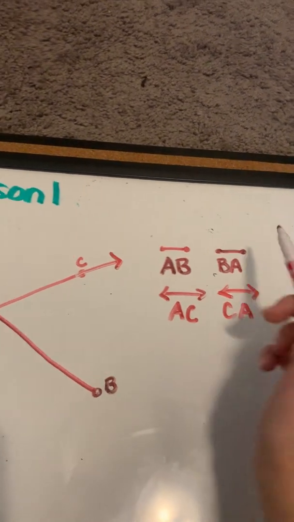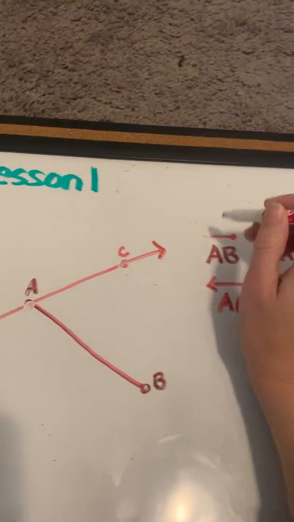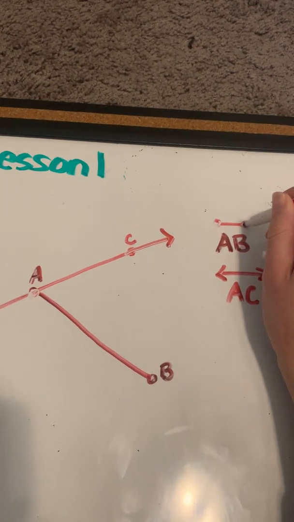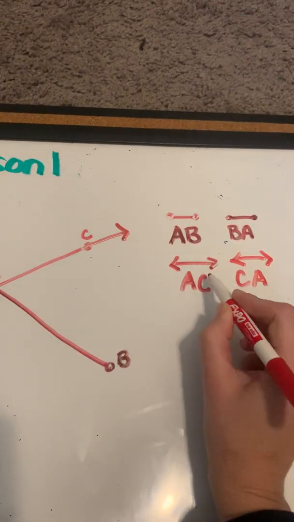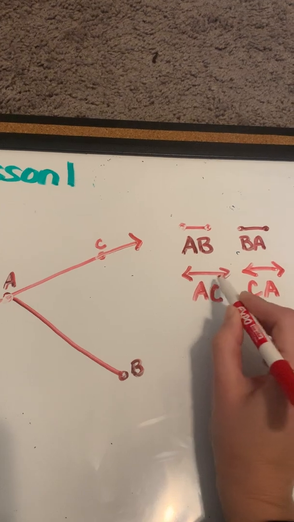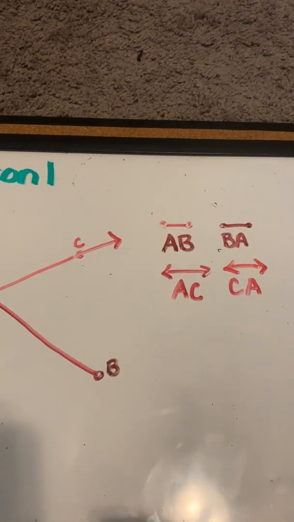Okay, so notice when I write down my line segments, I'm putting these little dots in a line. But if I'm drawing it as a line, I'm putting arrows. So that's important to note.